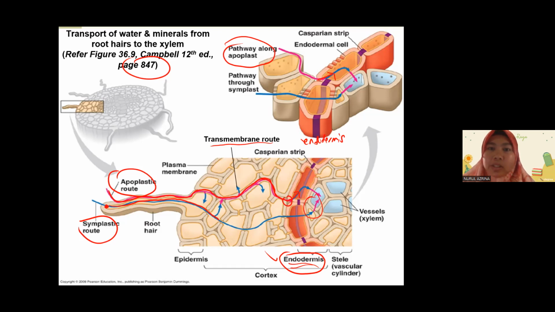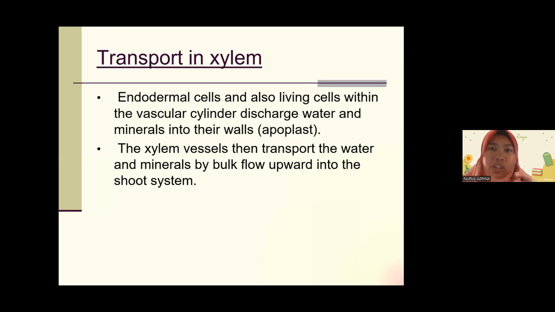Why can the water and minerals not just continue crossing the cell wall and the extracellular space of the cell wall? Okay, that is due to the special features of the endodermal cell. Endodermal cells and also living cells within the vascular cylinder discharge water and minerals into their walls via the apoplastic pathway. The xylem vessel then transports water and minerals by bulk transport upward into the shoot system. So this statement says that the endodermal cell later on will discharge the water into the vascular cylinder, and from the vascular cylinder, the xylem vessel will transport water in bulk transport upward into the shoot system. So first, water from the soil is transported into the root epidermis, cortex, endodermis, and then reaches the vascular cylinder. As the water and minerals reach the vascular cylinder, the water will then be transported upward.